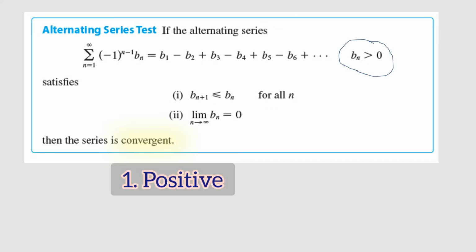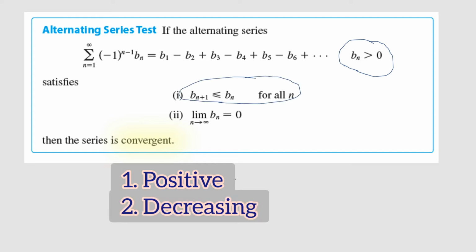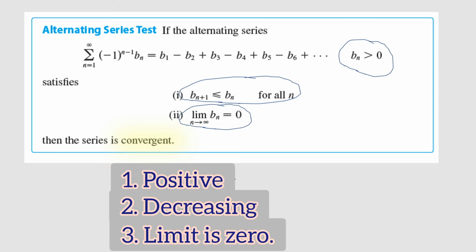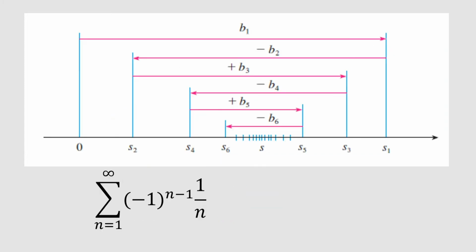Remember, b sub n must be positive. Also, it must be decreasing. Plus, you have to remember that the limit must be 0. All these three conditions must be satisfied for us to conclude that the series is convergent.